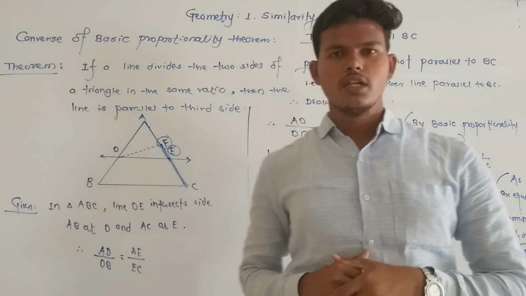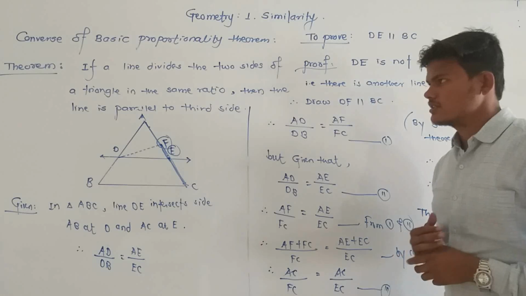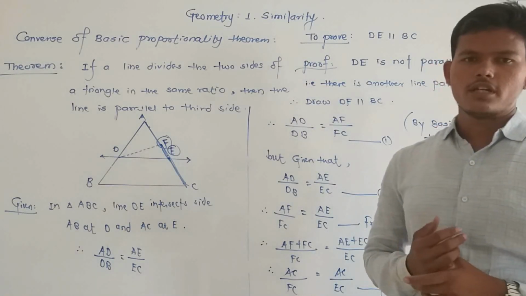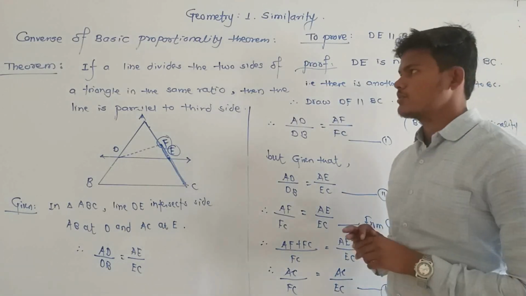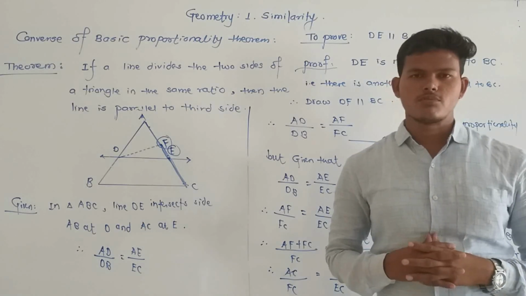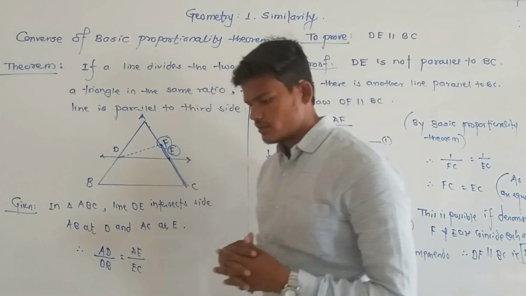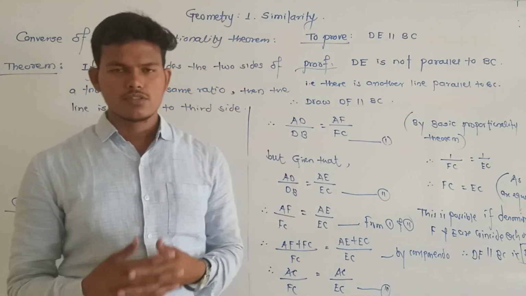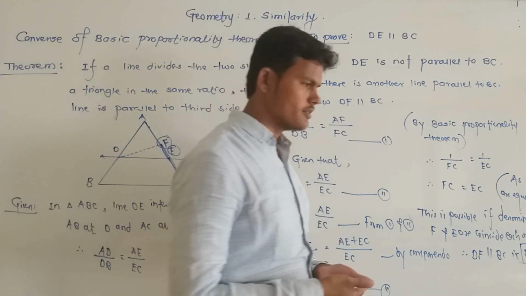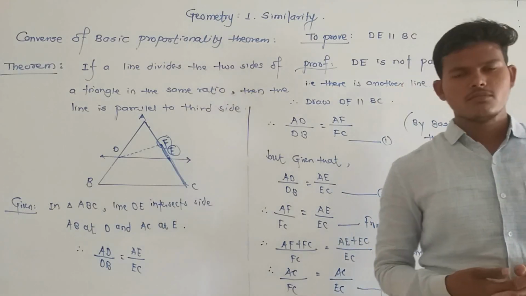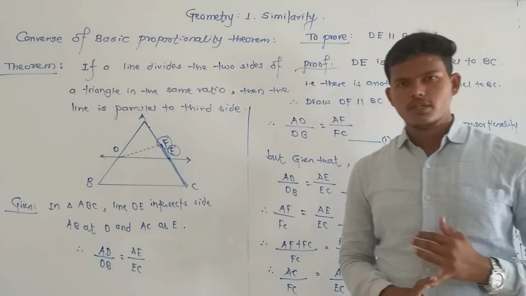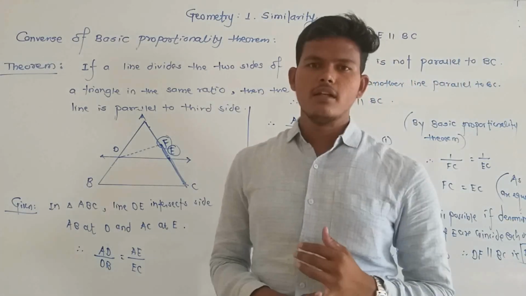So in today's lecture we discussed two important theorems, that is basic proportionality theorem and converse of basic proportionality theorem. In the next lecture we will see two or three more theorems: the angle bisector theorem, converse of angle bisector theorem, and properties of three parallel lines.